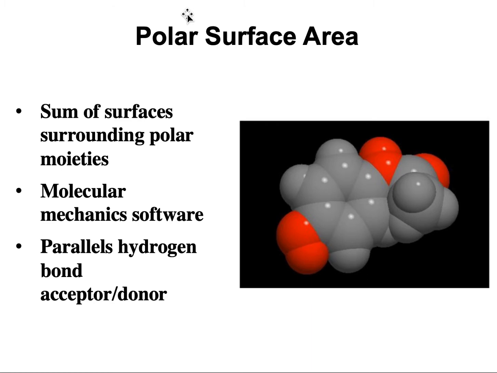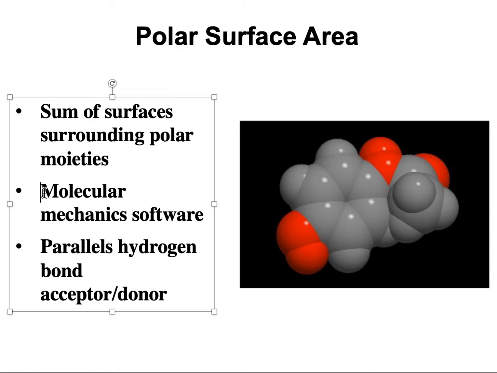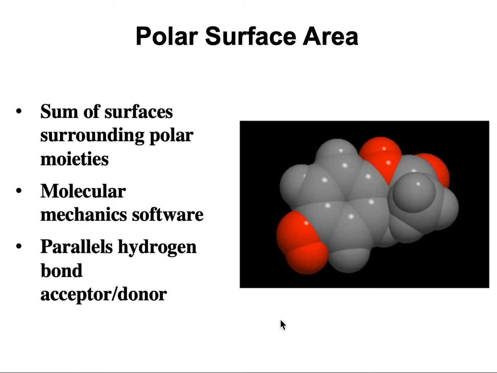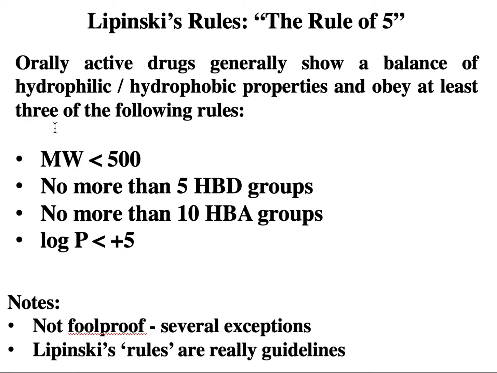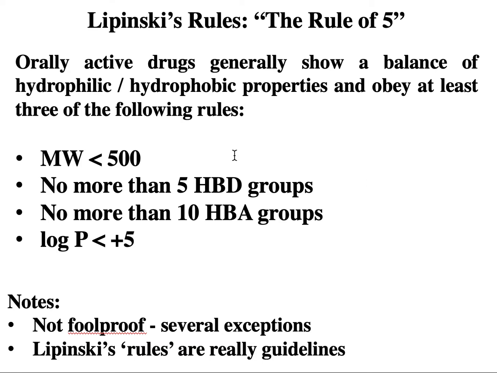Okay, polar surface areas. So this is the sum of the surface that's surrounding those polar groups, and you can do this with molecular mechanics software. So basically you don't need quantum mechanics software to do this. Not to disdain molecular mechanics software, but you don't need the quantum mechanics prediction. You can do it with molecular mechanics predicting software.